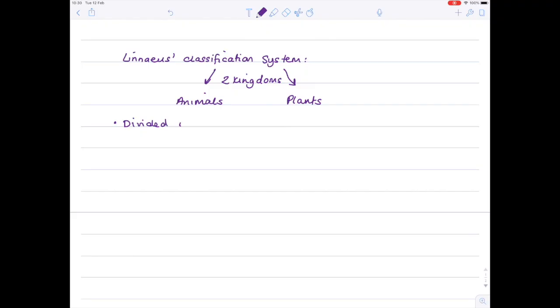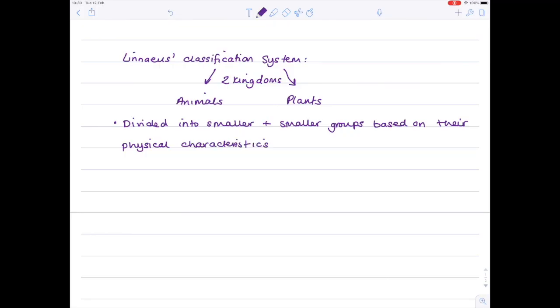And he basically said that there were 2 kingdoms, the animal and plant kingdom, and that these were divided into smaller and smaller groups based on their physical characteristics. However, the issue with his particular classification system is that it's based on putting animals into groups based on their physical characteristics. You'd end up putting bats and ladybirds or flies in the same group.